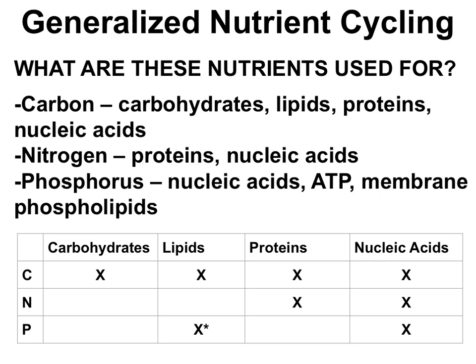You can see in this chart that carbon is a nutrient found in all 4 macromolecules. Nitrogen is found in proteins and nucleic acids, and phosphorus is found in some lipids, mostly phospholipids, as well as nucleic acids. There are a few characteristics that are true of all nutrient cycles.